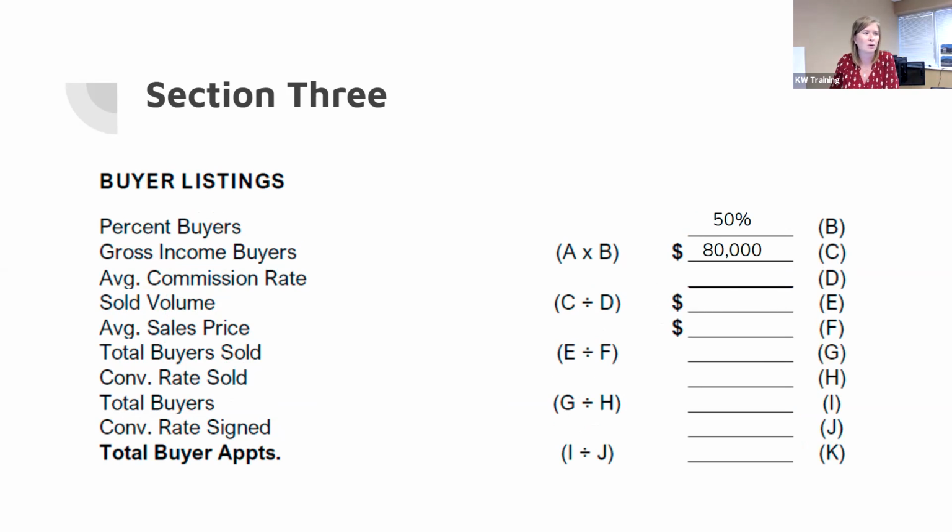I will say too, if you're currently running a 50-50 and you want that to be increasing, leaning more towards sellers in this next year, work this plan this way, because then you're going to create your actions around it in order to do that. Same idea here. I'm taking that A, which for me was 160,000, on the top of the page times my percent of buyers, 50%, which gets us back to that 80,000.